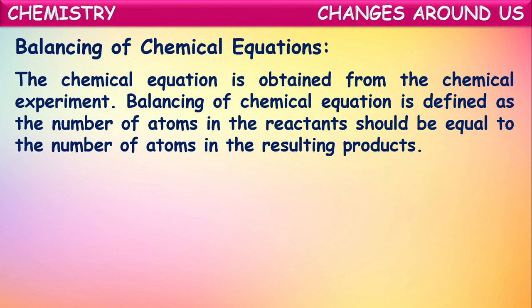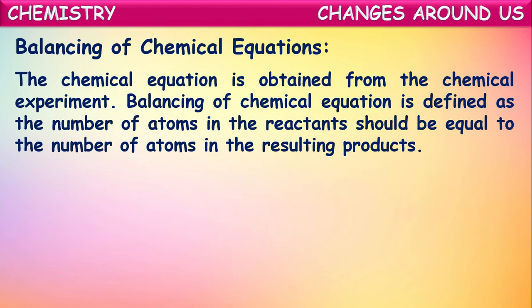First of all, the chemical equation in which the number of atoms of all the elements present on the left hand side is equal to the number of atoms of all the elements on the right hand side. Number of atoms of each element on the left hand side and right hand side, if both are equal, then that equation is said to be a balanced equation.